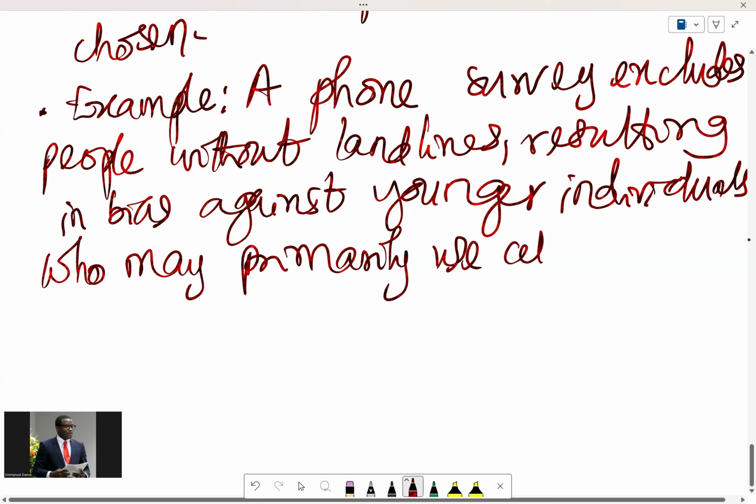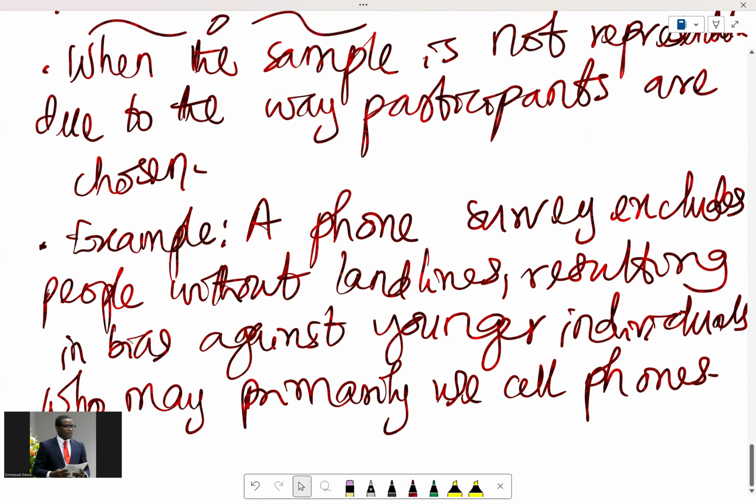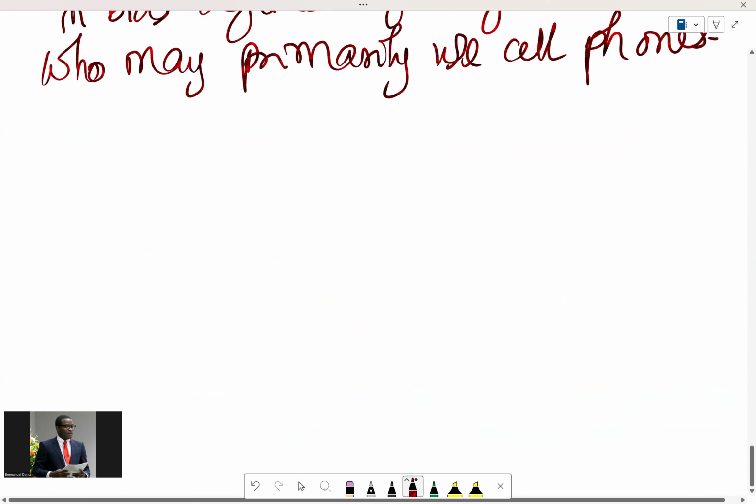Of course, this is probably in a country where landlines are still useful. People used to still use office landlines or home landlines. But generally speaking, most people actually have cell phones these days. But that's a very good example to consider.